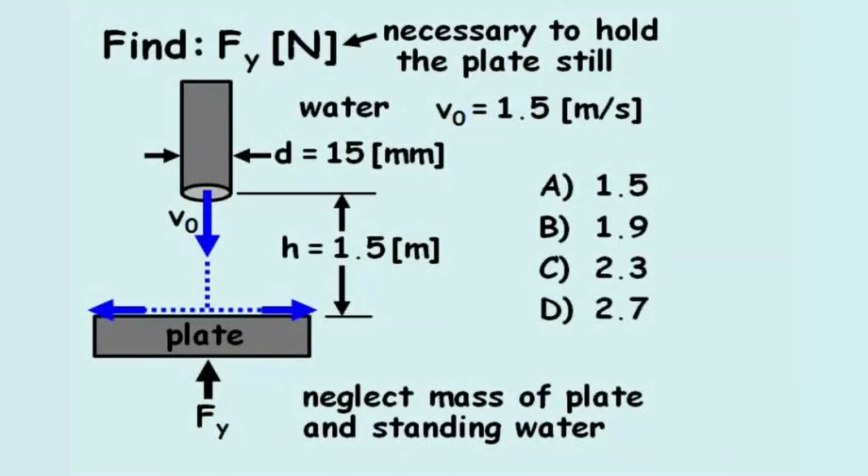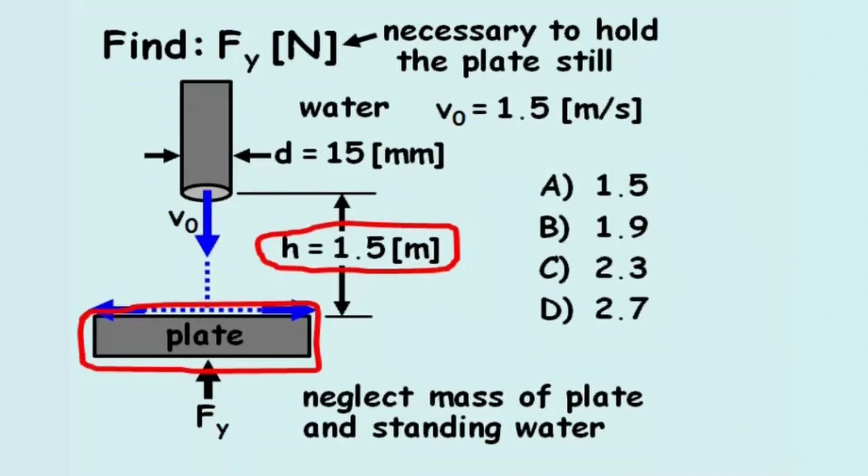Find the vertical force Fy in newtons required to hold the plate still. In this problem, a hydraulic jet of water discharges from a circular opening which has a diameter of 15 millimeters. The jet has an initial velocity of 1.5 meters per second, and a plate is located 1.5 meters below.